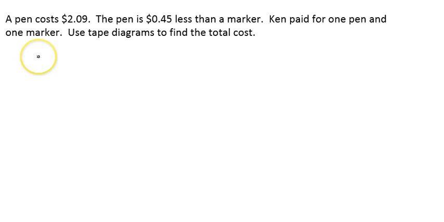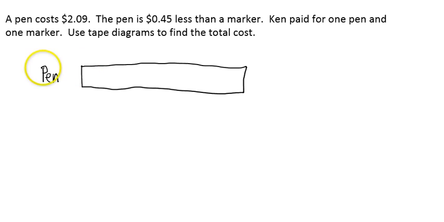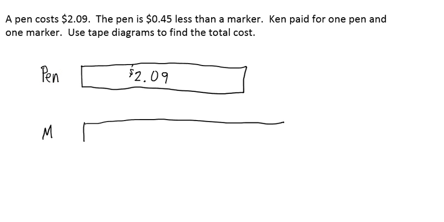So we'll start with our original information. We know that he bought 1 pen. So I'm going to draw a tape diagram to represent my pen. So I have the tape, and I know that this amount is $2.09. We know that the pen is 45 cents less than the marker. So that tells me the marker is more than the pen. So I'm going to make my tape for the marker longer than the tape for the pen.